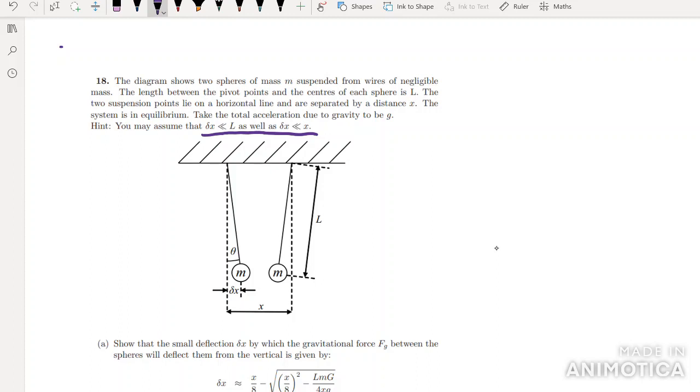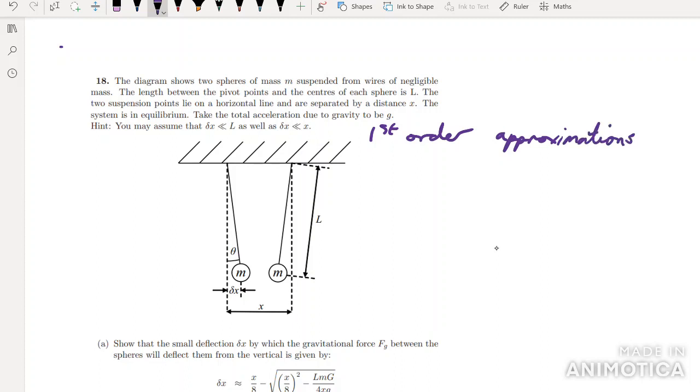Well, what this actually means is that delta x is a distance much, much less than L or x. And so what that allows us to do, whenever you see something like this, should immediately be a trigger point for what we call first order approximations. And this is actually less easy than it may sound.